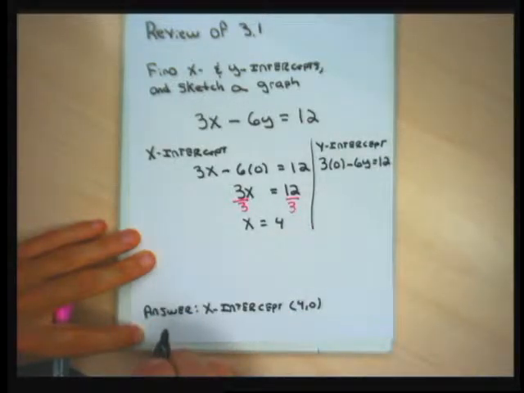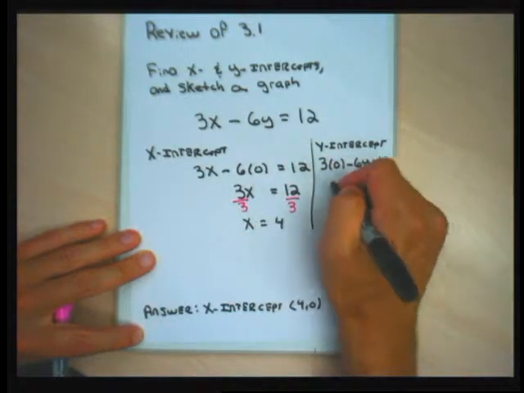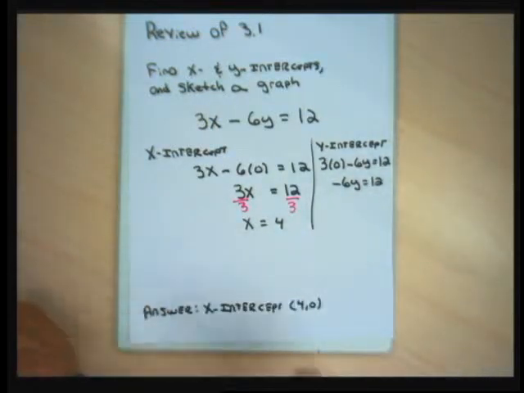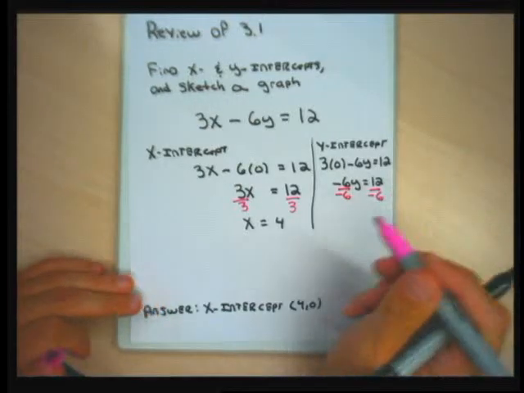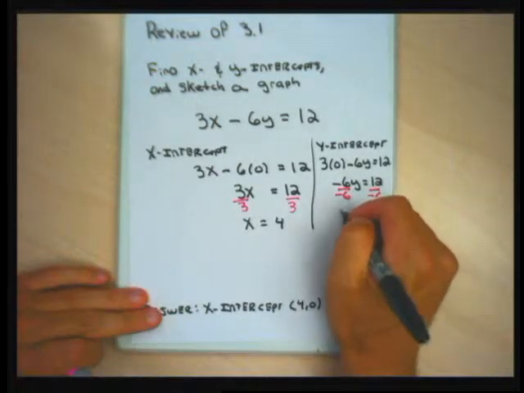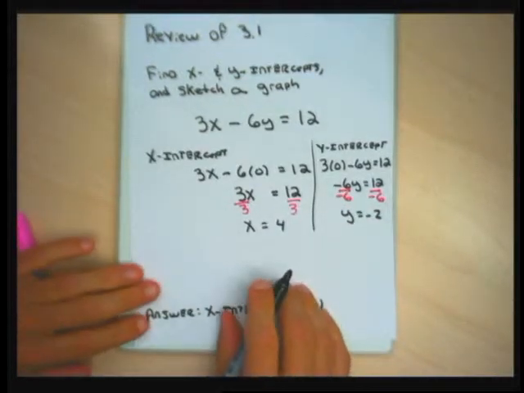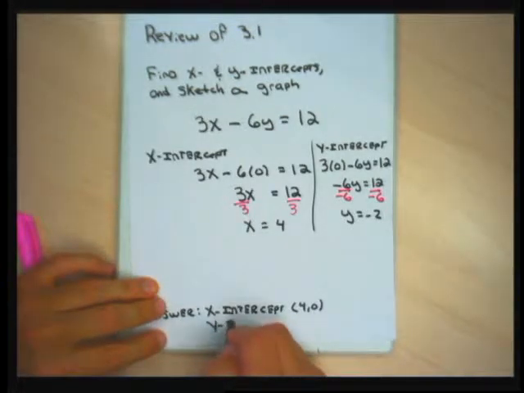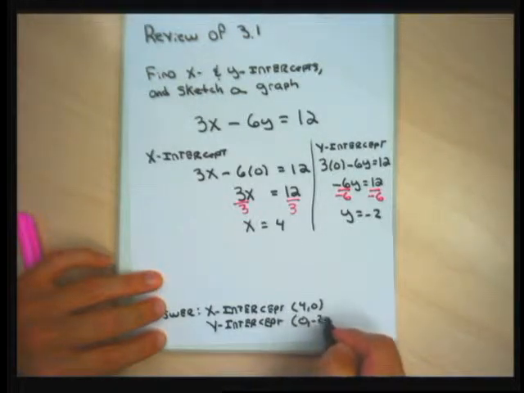So I get 3 times 0 minus 6y equal to 12. The 3 times 0 turns into a 0, which leaves me with minus 6y equals 12. I'll divide both sides by minus 6, and I'll get y equal to negative 2. And then again, in my answer, I'm going to write the y-intercept as a point because it's a point on a graph, and all points on the graphs that we do have both an x and a y coordinate. I'm going to write that as the point 0, negative 2.